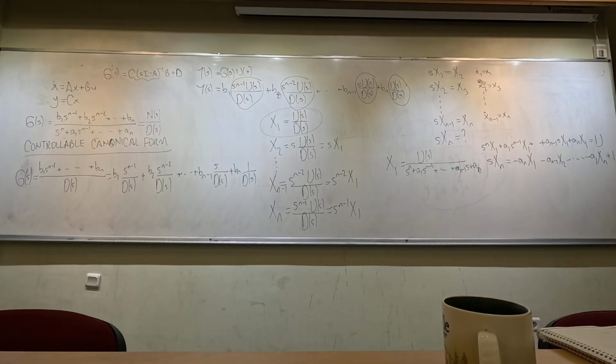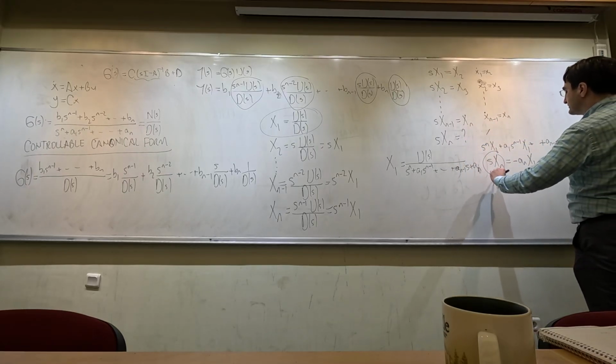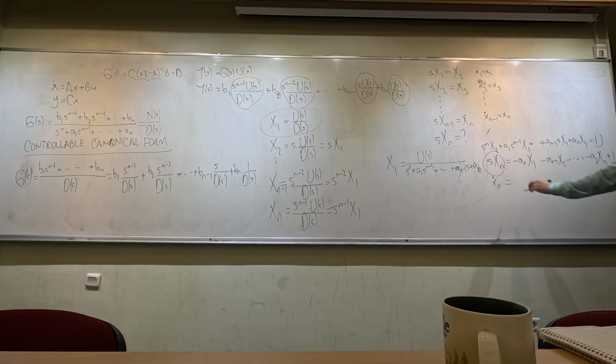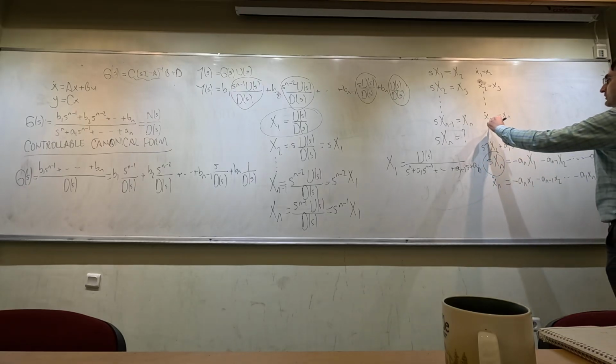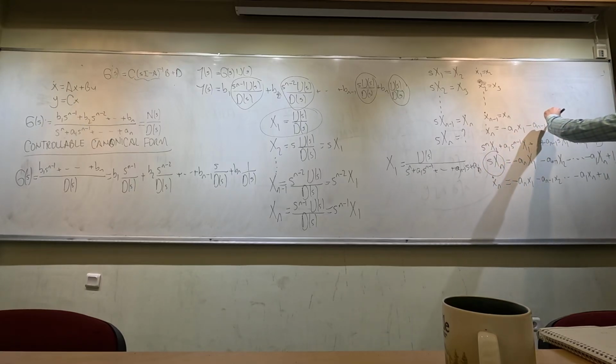Now I can convert this equation into a state equation. And how can I convert it? So this thing is xn dot is equal to minus an x1 minus an minus 1 x2 going until minus a1 xn plus u. That is my last state equation. Okay? So I have xn dot is equal to minus an x1 minus an minus 1 x2 going until minus a1 xn plus u.